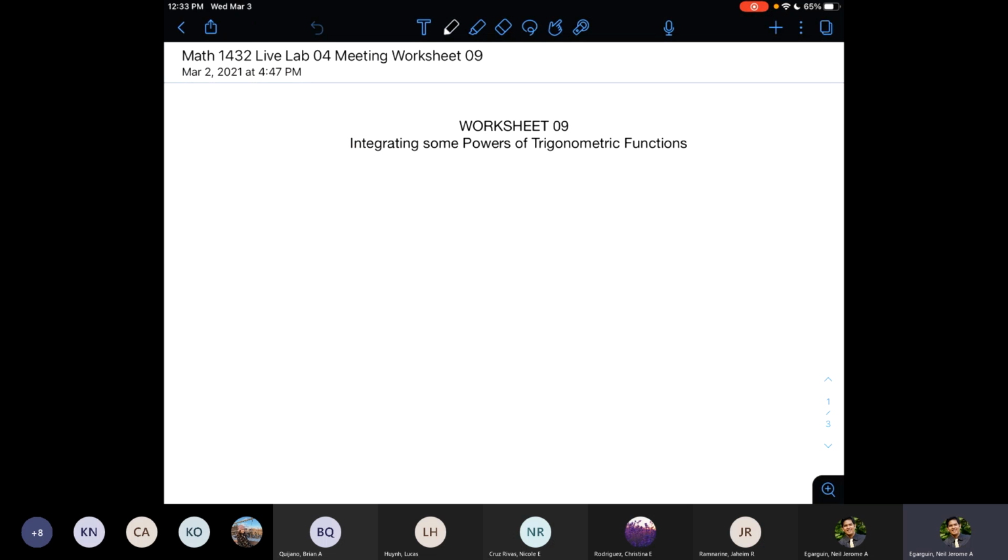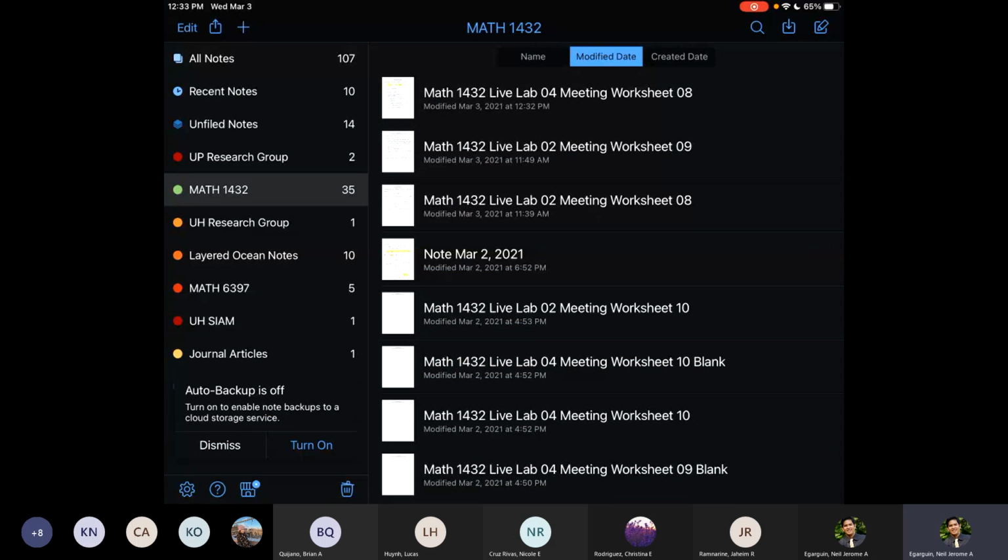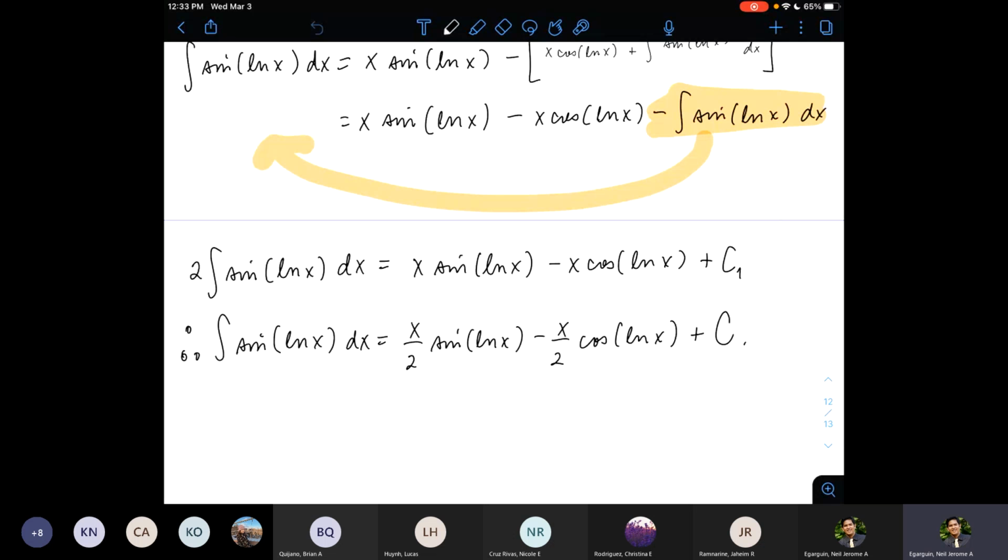Yes, Val, you can leave the integral in that form. You mean, where is that? Yeah, this is the final form for the integral.